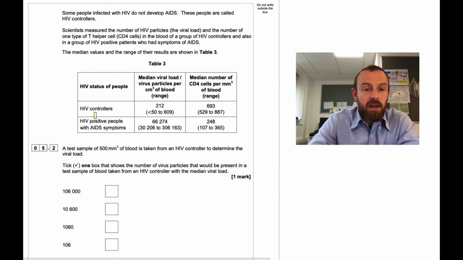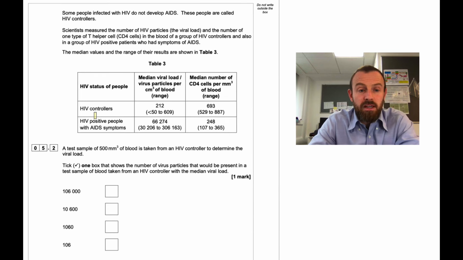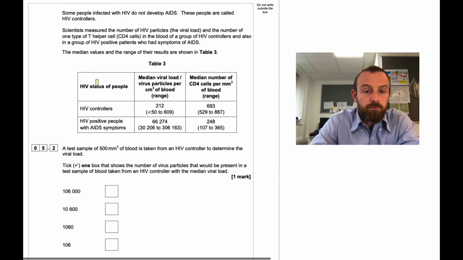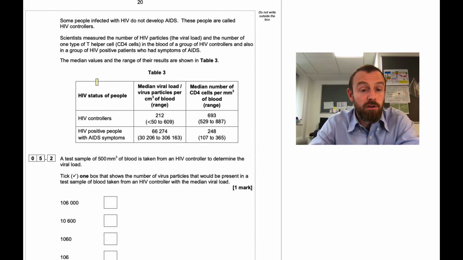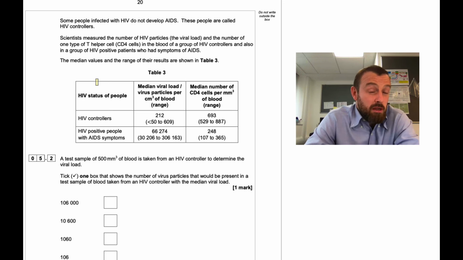Some people infected with HIV do not develop AIDS. These people are called HIV controllers. So remember, HIV is the virus and AIDS is acquired immunodeficiency syndrome. So this is like being symptomatic and having a reduced immune system, basically.